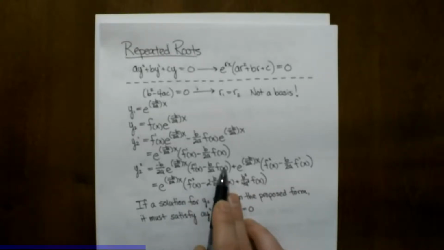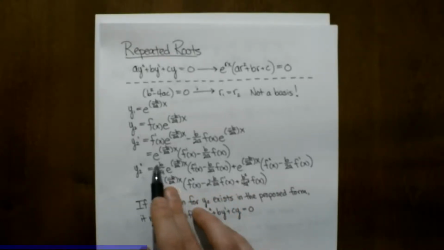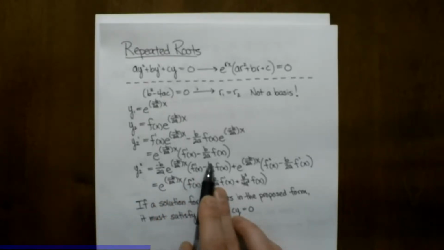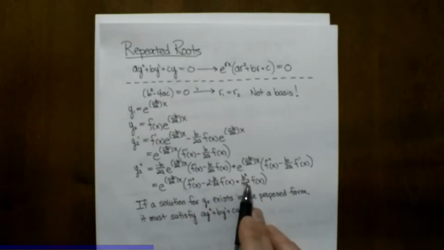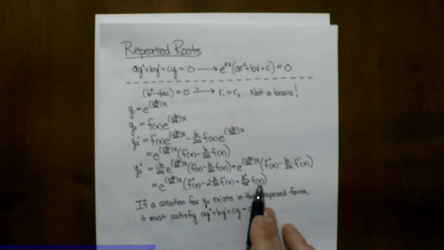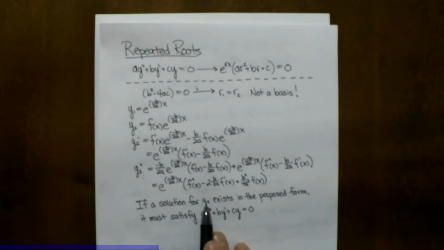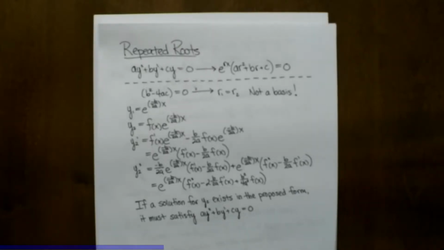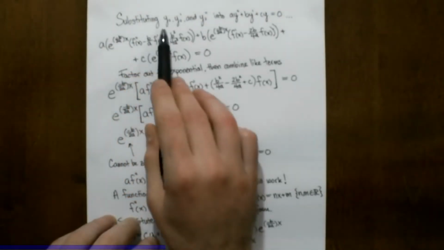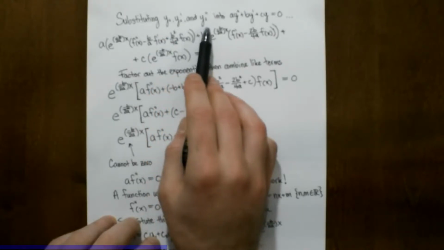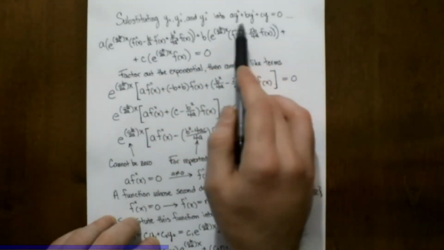And over here, we're going to have to multiply these through. We have negative b times negative b, so b squared, over 2 times a, so 4a squared, of the f of x terms. So if a solution for this y2 exists in the proposed form, it's going to have to satisfy this still. So let's move on and see if there's anything that can fit. We substitute y2 prime and y2 double prime into this expression right here that we know must be true.